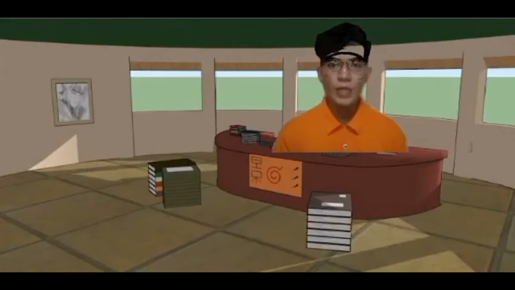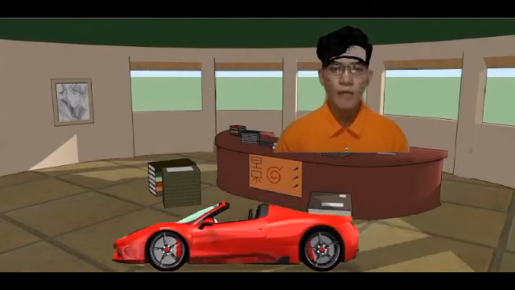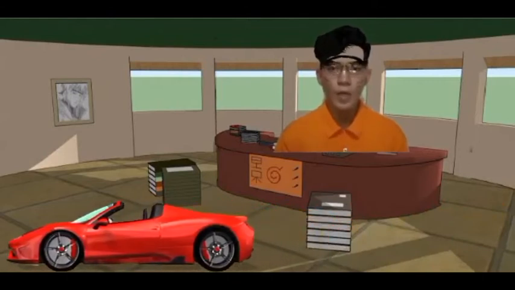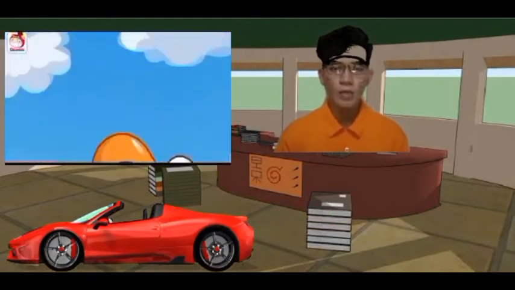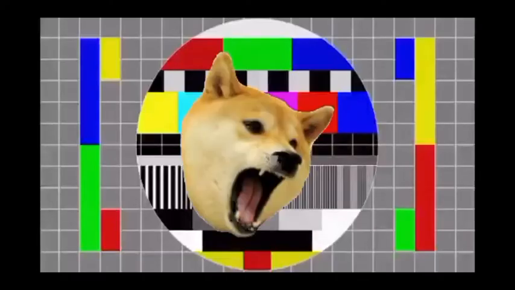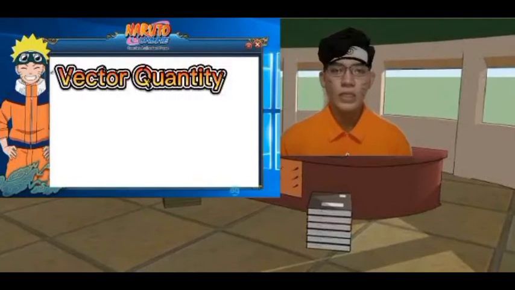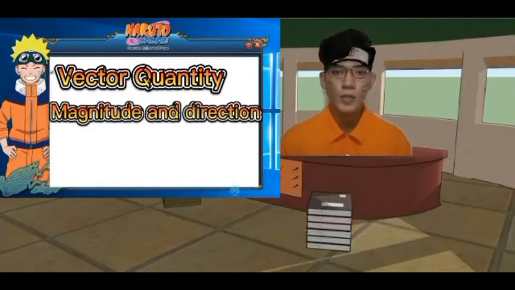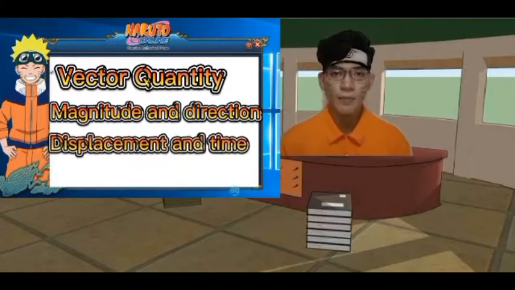Velocity is also the speed at which something moves in one direction. The speed of a car traveling to the north on a major freeway, or the speed of a rocket launching into space, can both be measured using velocity. Velocity is a vector quantity that indicates both magnitude and direction, and also the displacement and time.